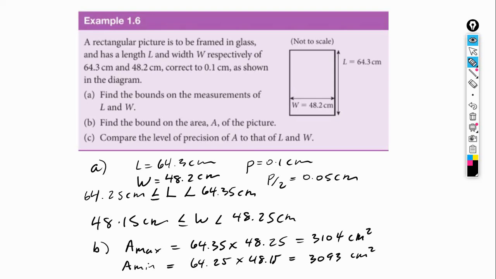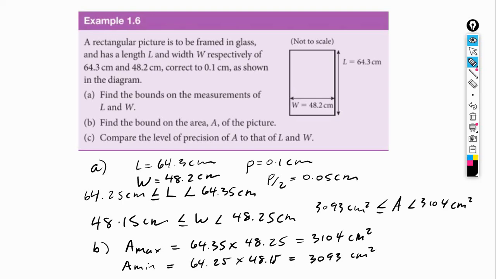So that means that the area would be bound by these two numbers. In other words, 3,093 centimeters squared would be the lower bound of the minimum for the area, and the maximum would be 3,104 centimeters squared. So those would be the bounds.